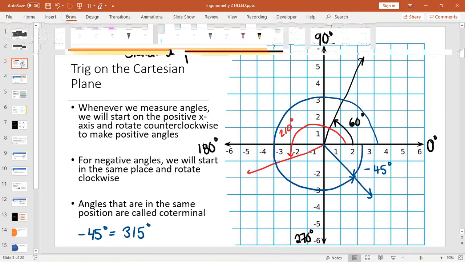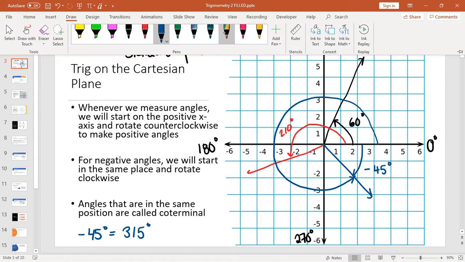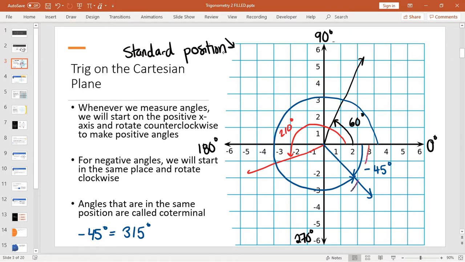If I'm sitting there with my negative 45, and I wanted to measure another positive angle or another negative angle, let's say, that's probably easier. If I start and I go right past it, and I rotate all the way around, I can have an angle that's negative 45, subtract another 360, which makes negative 405 degrees. That is also coterminal with negative 45 and 315.